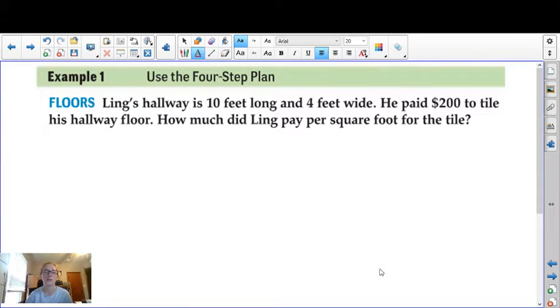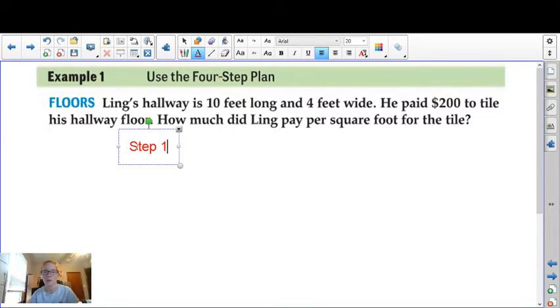All right, example 1. This is a good time to pause, write down the problem, and then when you're done writing it down, we can work through this together. All right, Ling's hallway, again, I can't really talk right now. Ling's hallway is 10 feet long and 4 feet wide. He paid $200 to tile his hallway floor. How much did he pay per square foot? Okay, so I'm going to change this color for a moment.